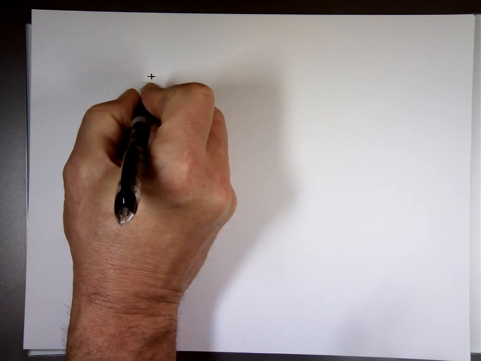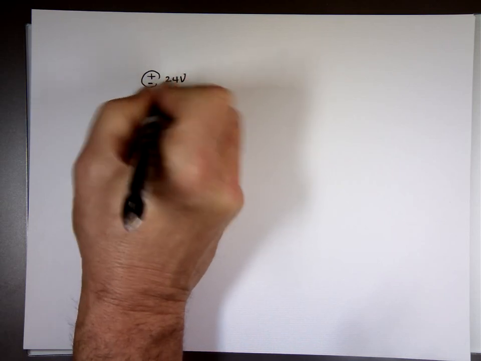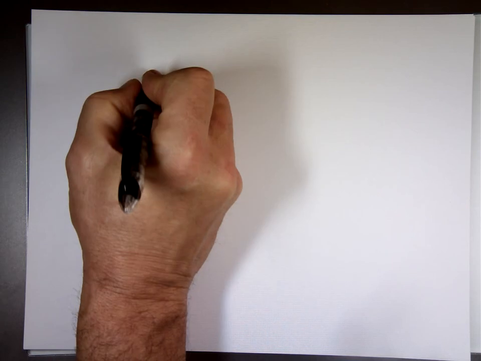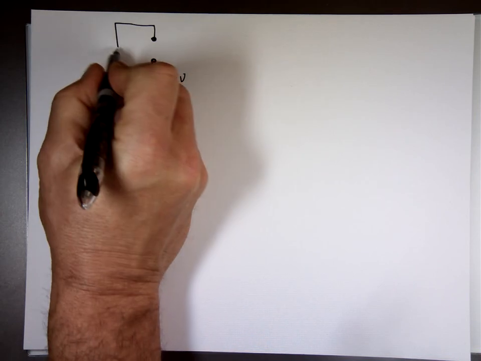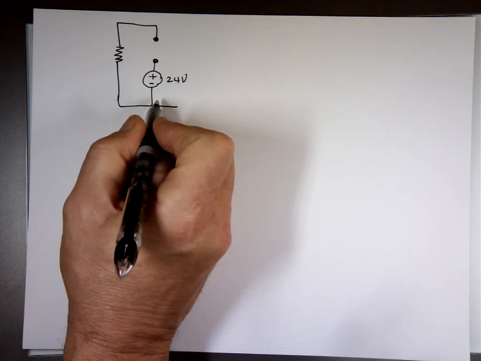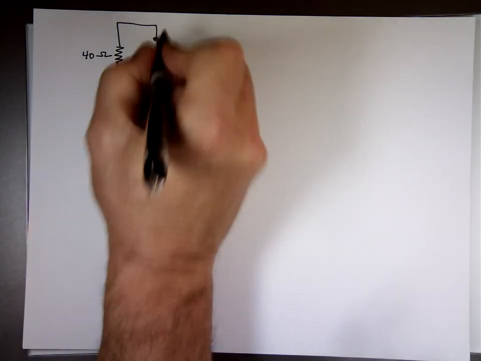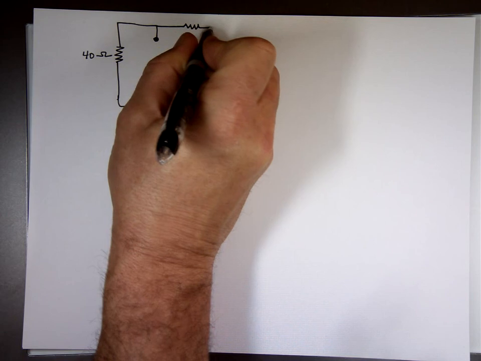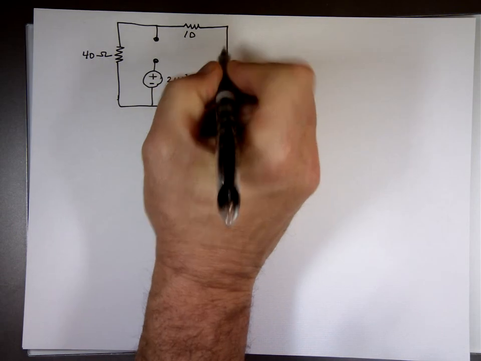Let's assume we have this problem. Leave a space on the left. There's more stuff going to be on the left side and the right side. 24 volts. And now I'm going to put a switch here. I have a 40 ohm resistor. I'll put the switch shortly. I have a 10 ohm. And I have an inductor.